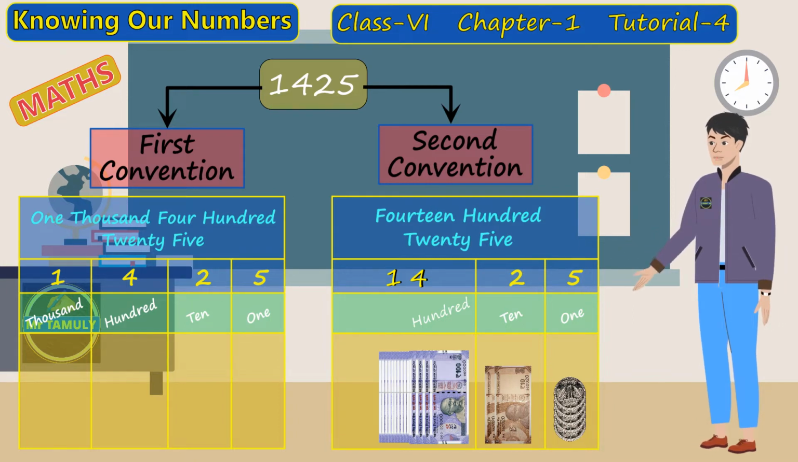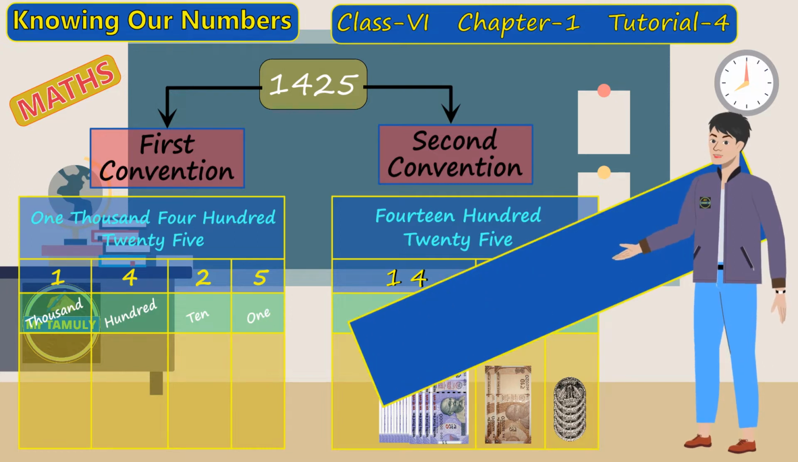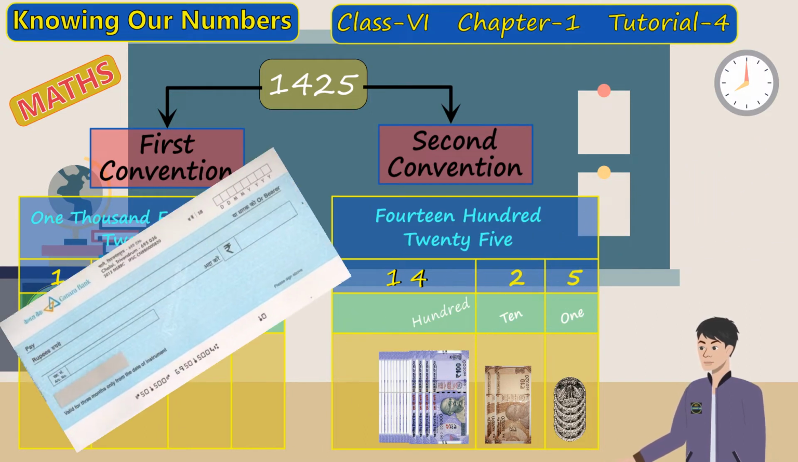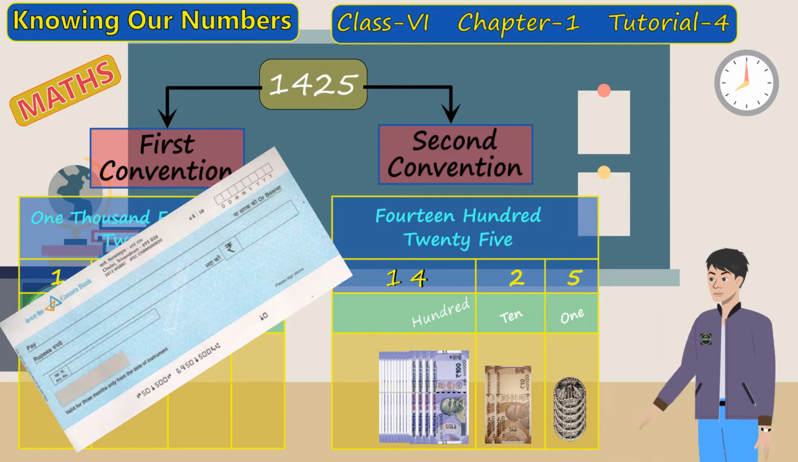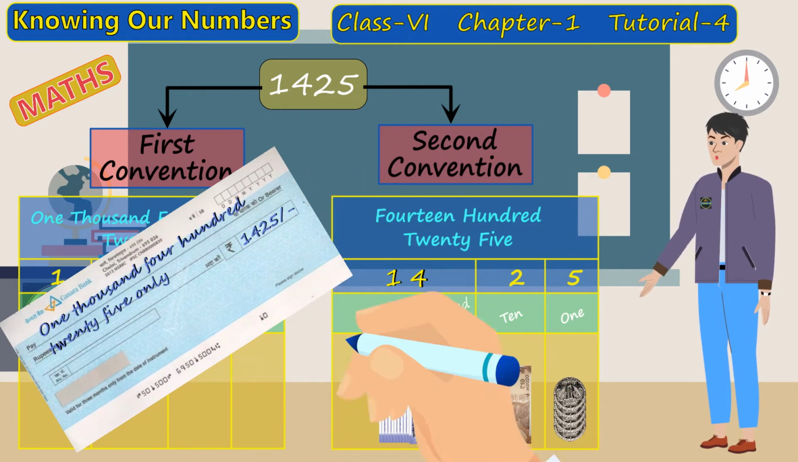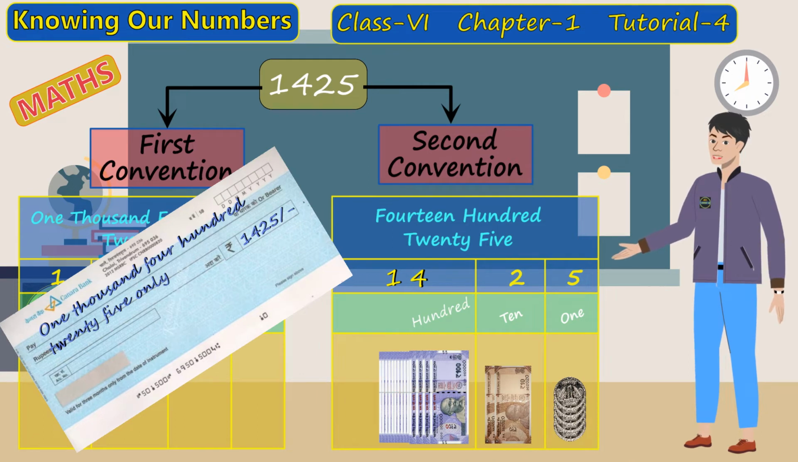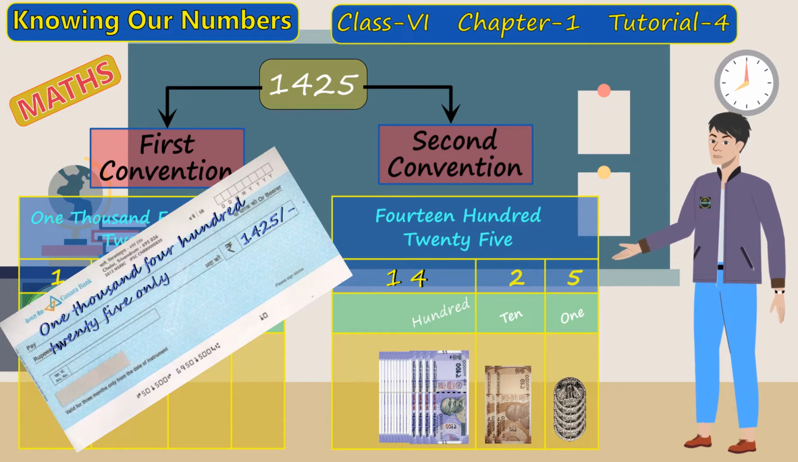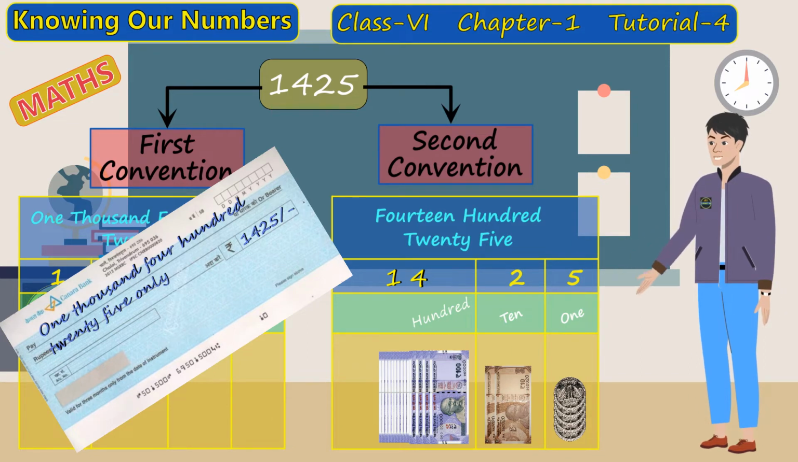For example, we say that the great ancient Indian mathematician Bhaskara II was born in the year eleven fourteen. We don't usually say that Bhaskara II was born in the year one thousand one hundred fourteen. Do we? But for referring to money, it is always better to use the first convention of naming. If your father wishes to pay the restaurant bill in the form of a check, he should write one thousand four hundred twenty-five in words in the check. If he writes fourteen twenty-five in words, the bank might refuse to accept the check. If you have watched KBC, you must have seen Mr. Amitabh Bachchan signing a check and presenting it to the contestant.